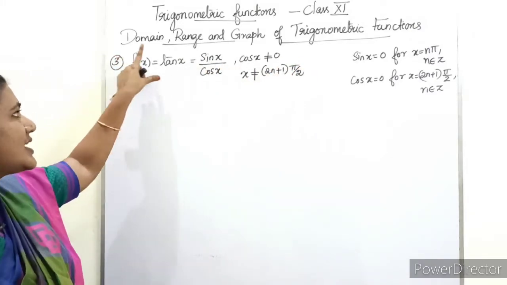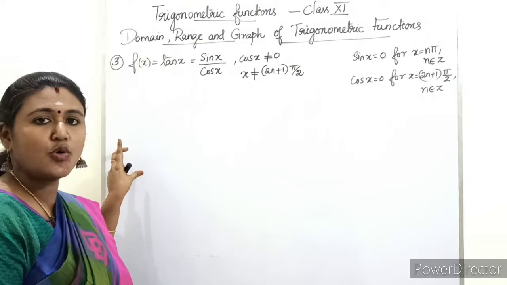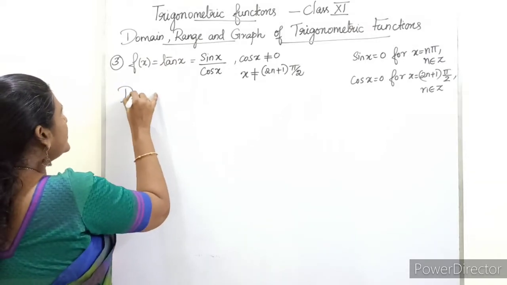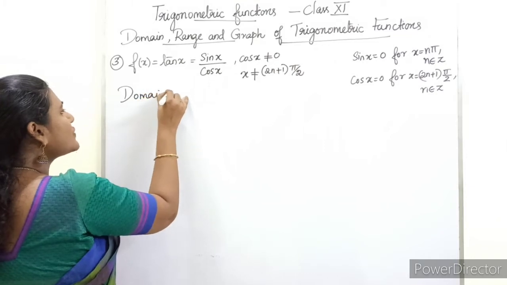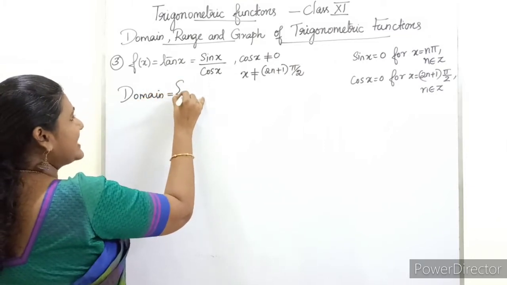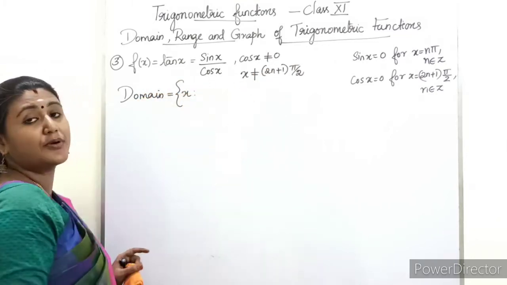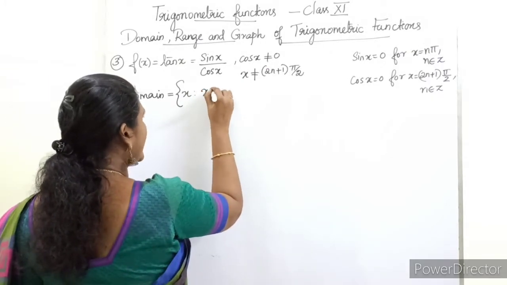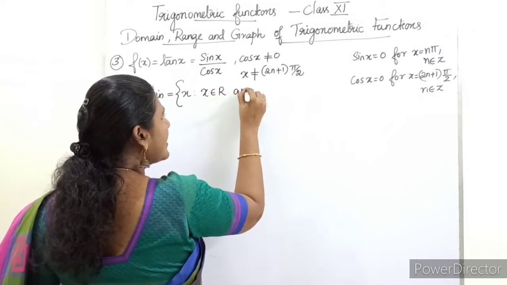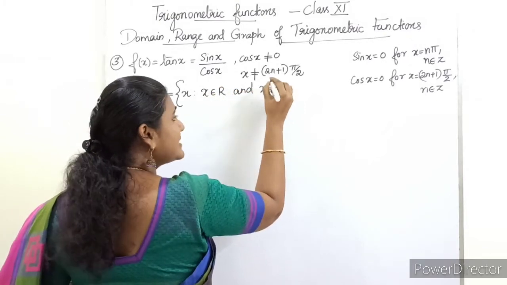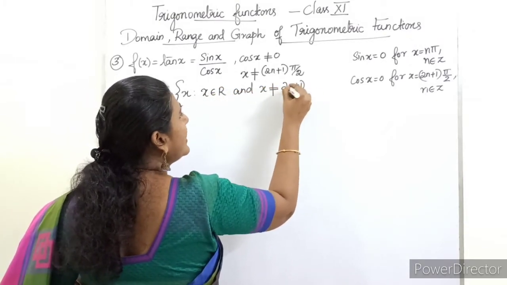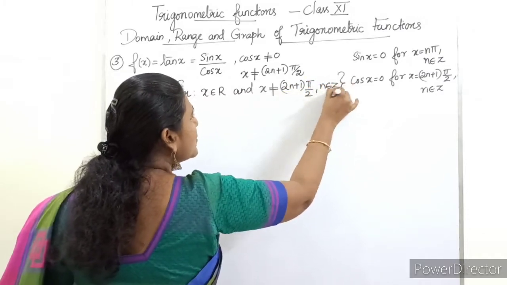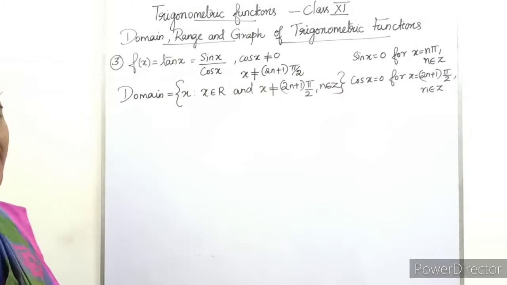This is the function tan x. Now we will see the domain, range and graph of tan x. So domain means all the values of R we can take for x except the odd multiples of pi by 2. So domain is equal to the set of all x such that x belongs to R and x is not equal to (2n plus 1) into pi by 2, where n belongs to Z. So this is the domain of tan x.